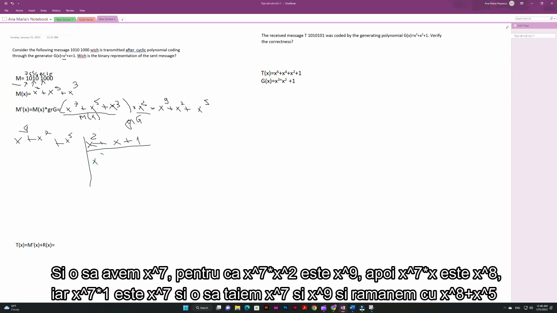And we'll have x to the power of 7, because x to the power of 7 multiplied by x to the power of 2 is x to the power of 9. So here we'll have x to the power of 9. Then x to the power of 7 multiplied by x is x to the power of 8. And x to the power of 7 multiplied by 1 is x to the power of 7. And we'll cut x to the power of 9 and x to the power of 7, and we will remain with x to the power of 8 and x to the power of 5.